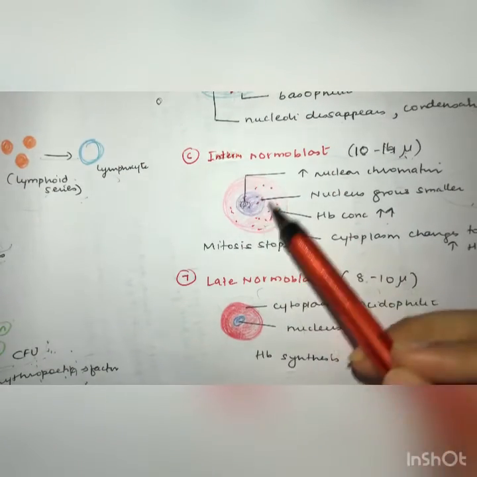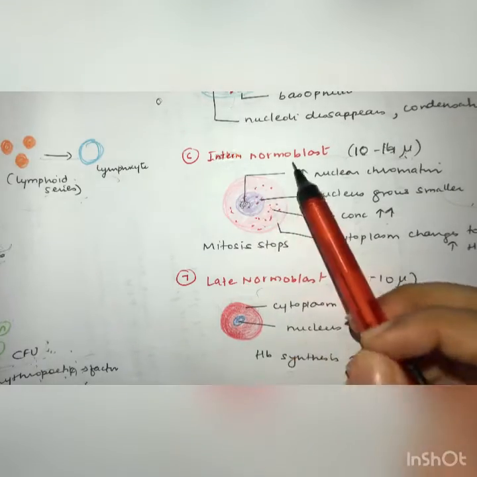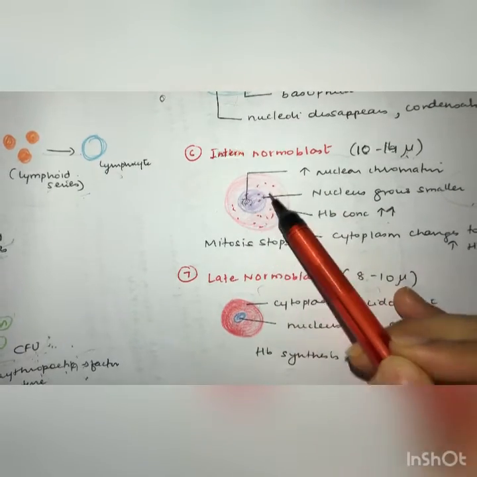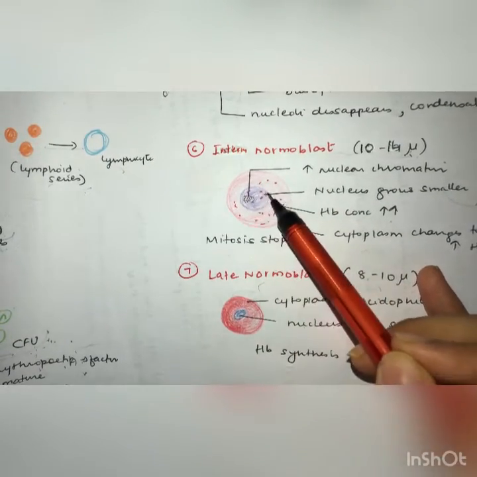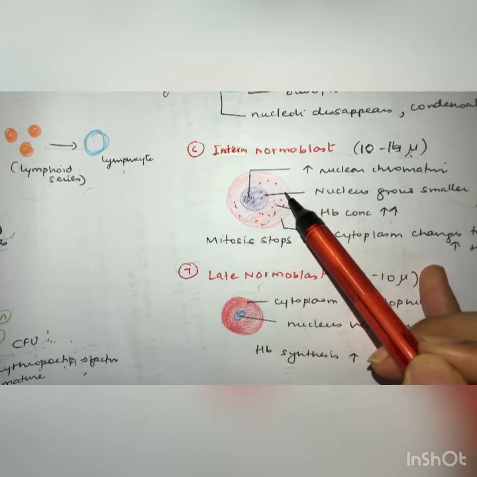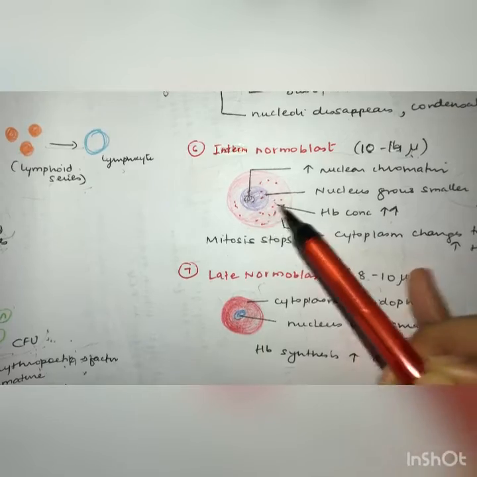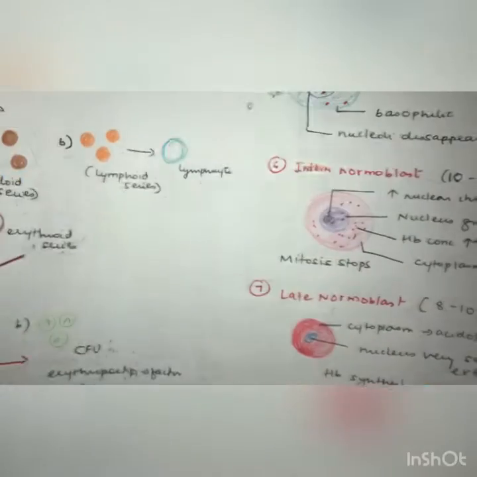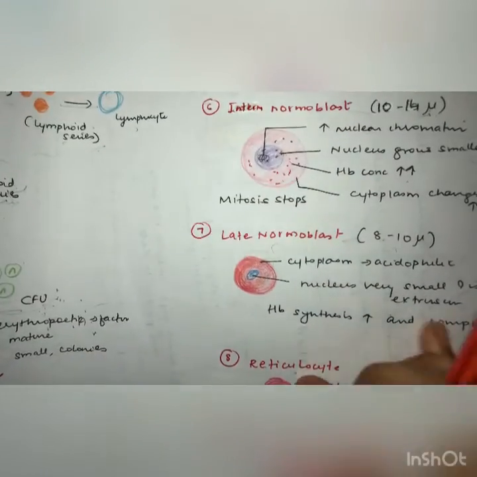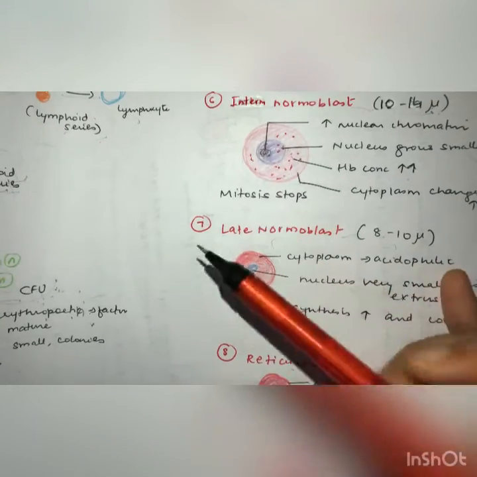Over here, since HP synthesis keeps on increasing in intermediate normoblast, the cytoplasm becomes pinkish. The nucleus, which was occupying 70% of the cell, now occupies 50% of the cell. HP concentration keeps on increasing, and even the chromatin fibers keep on condensing higher. Mitosis stops in intermediate normoblast.